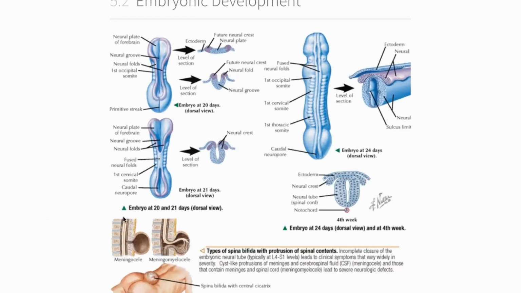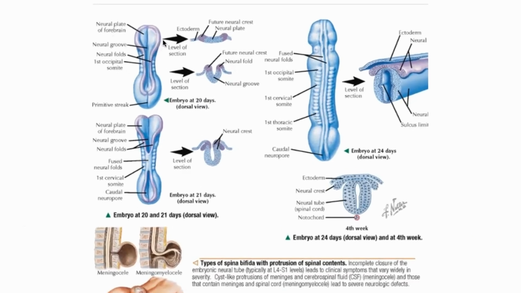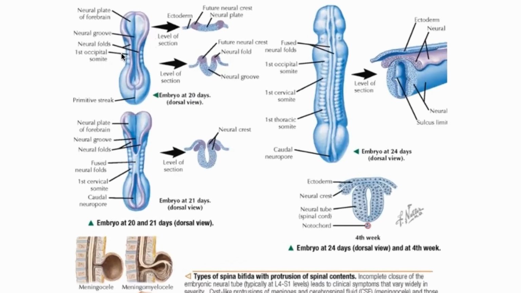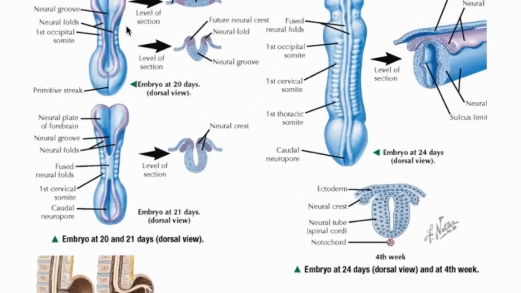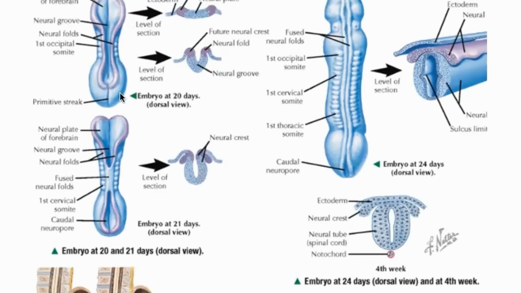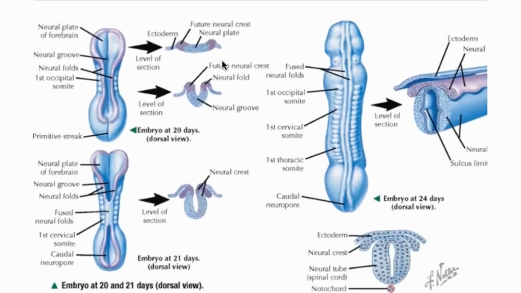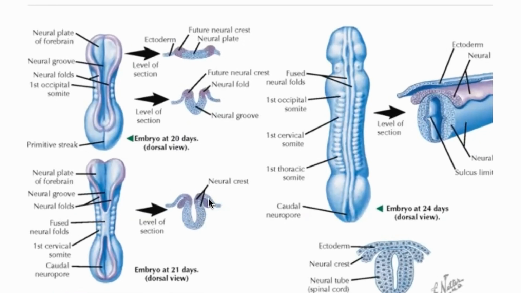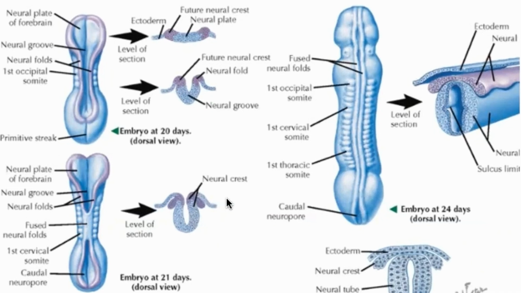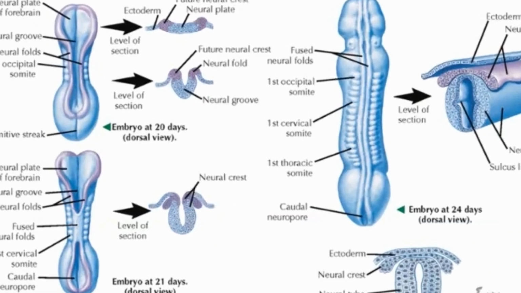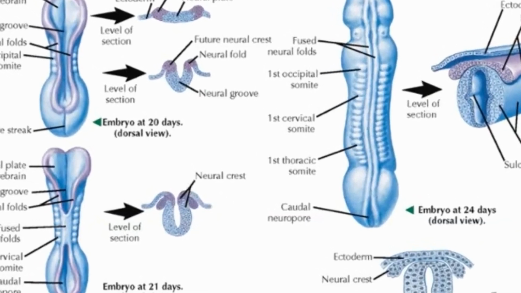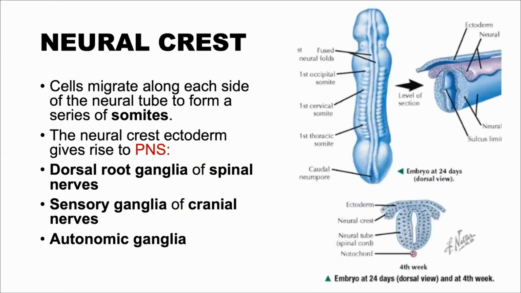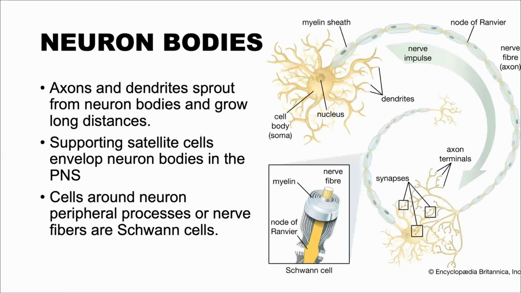At 21 weeks, you have the neural plate. The neural plate is folded. When it's folded, you call it a neural fold. And after it's folded, you have a neural groove, which we said was the central canal. And then you have these neural crest cells that are also derived here. Neural crest cells give rise to most of the cells. So the neural crest cells give rise to the cells in the peripheral nervous system, and most of the neural tube cells give rise to the cells in the central nervous system.